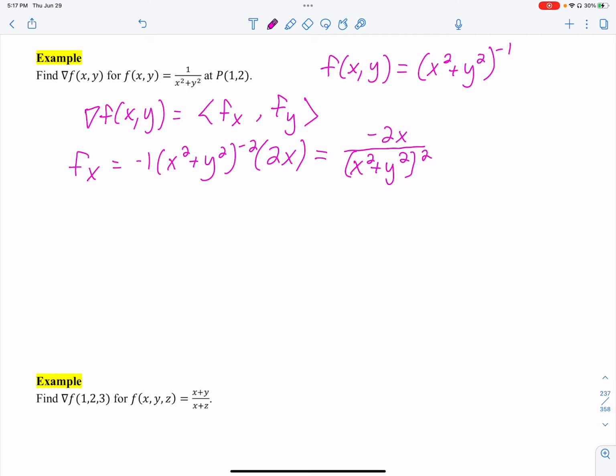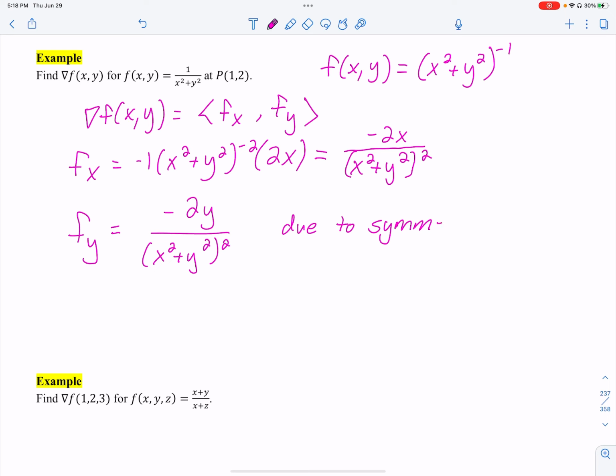Now, you could do this again, right? You could do it with the y. But if you look at how the function is set up, there really isn't a difference here between x squared and y squared. The derivatives are going to act the same. We get the same kind of setup. So instead of doing all that work again, I can see that this is going to be -2y over (x squared plus y squared) squared. And this is due to symmetry. That's what we call that.